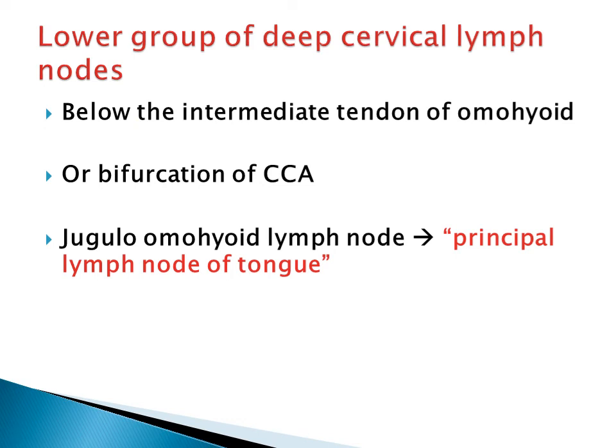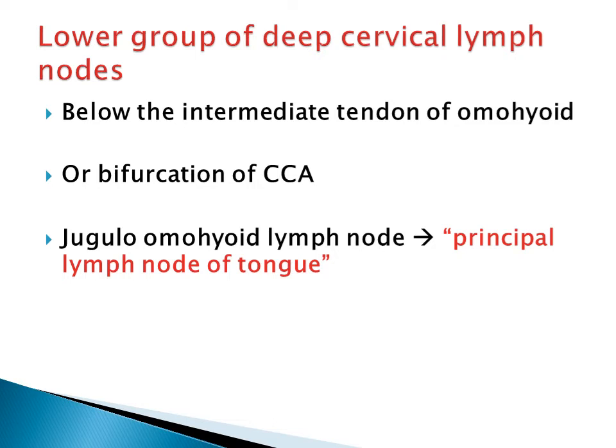And the lower group of cervical lymph nodes, they lie below the intermediate tendon of omohyoid. The upper group lies above the intermediate tendon of omohyoid or above the bifurcation of common carotid artery, whereas the lower group of deep cervical lymph nodes, they lie below the intermediate tendon of omohyoid or the bifurcation of common carotid artery.